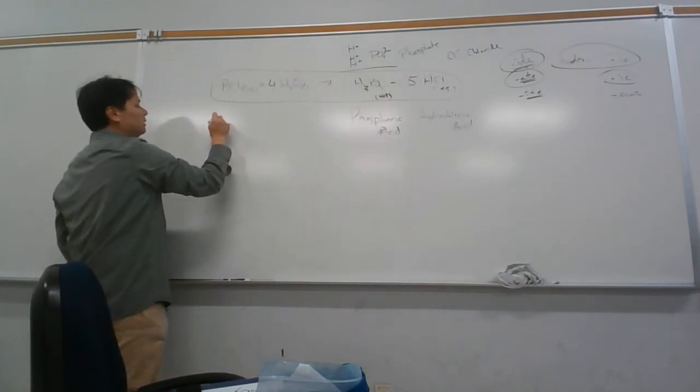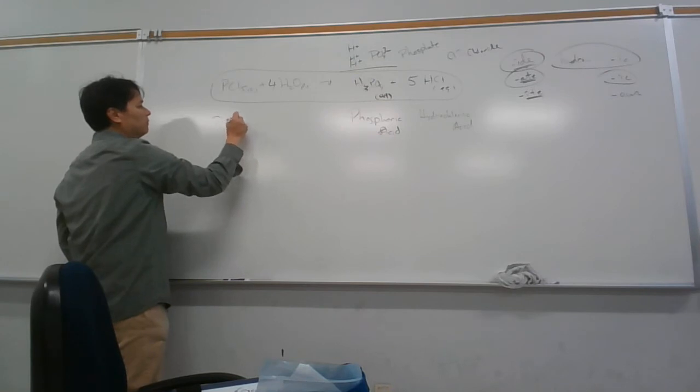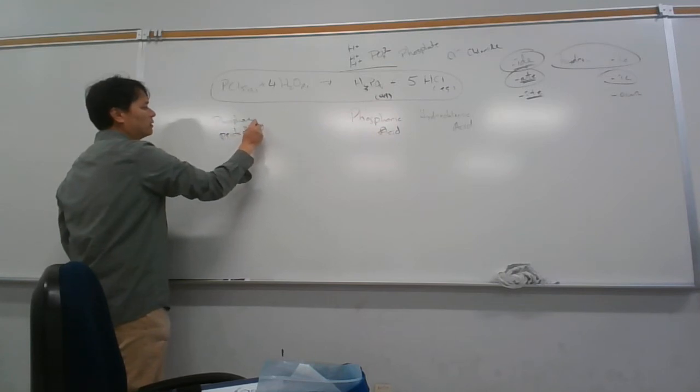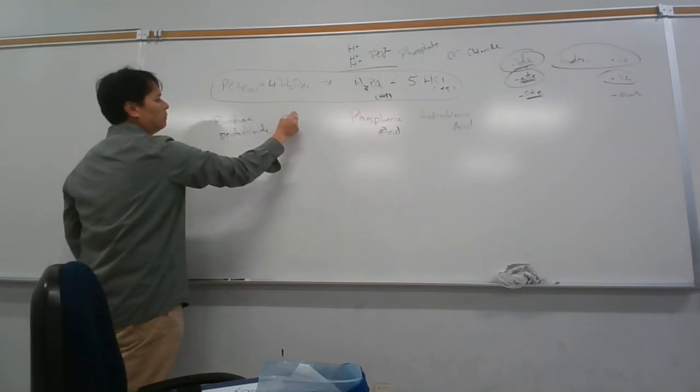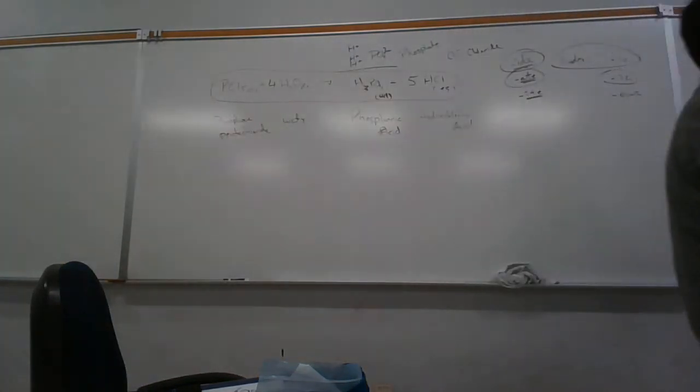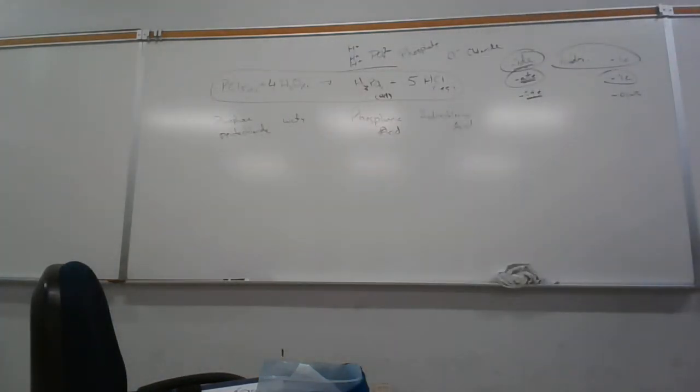And so we had phosphorus pentachloride plus water yields phosphoric acid and hydrochloric acid. So now it's balanced.